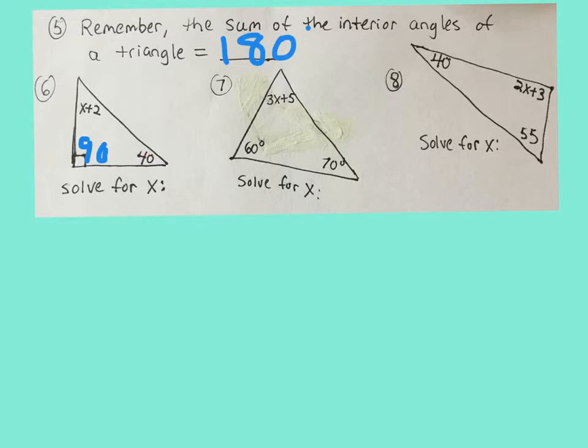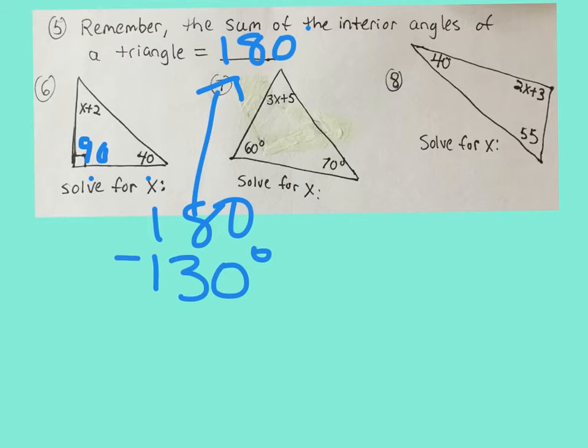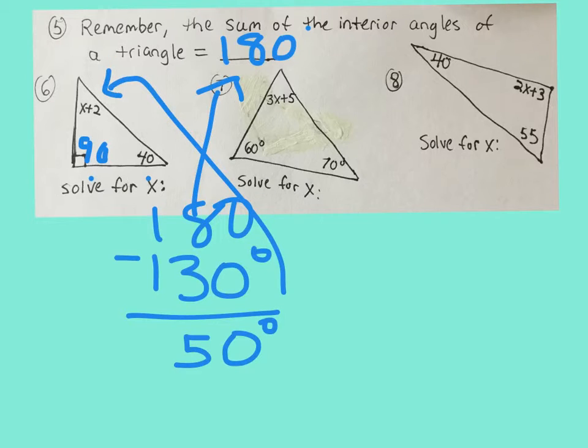So 90 plus 40, so far we have 130 degrees, because 90 plus 40 is 130, but we need them to add up to 180 degrees. So 180 minus 130 would give us our missing piece. So our missing angle that we don't know right here, x plus 2, equals 50 degrees.